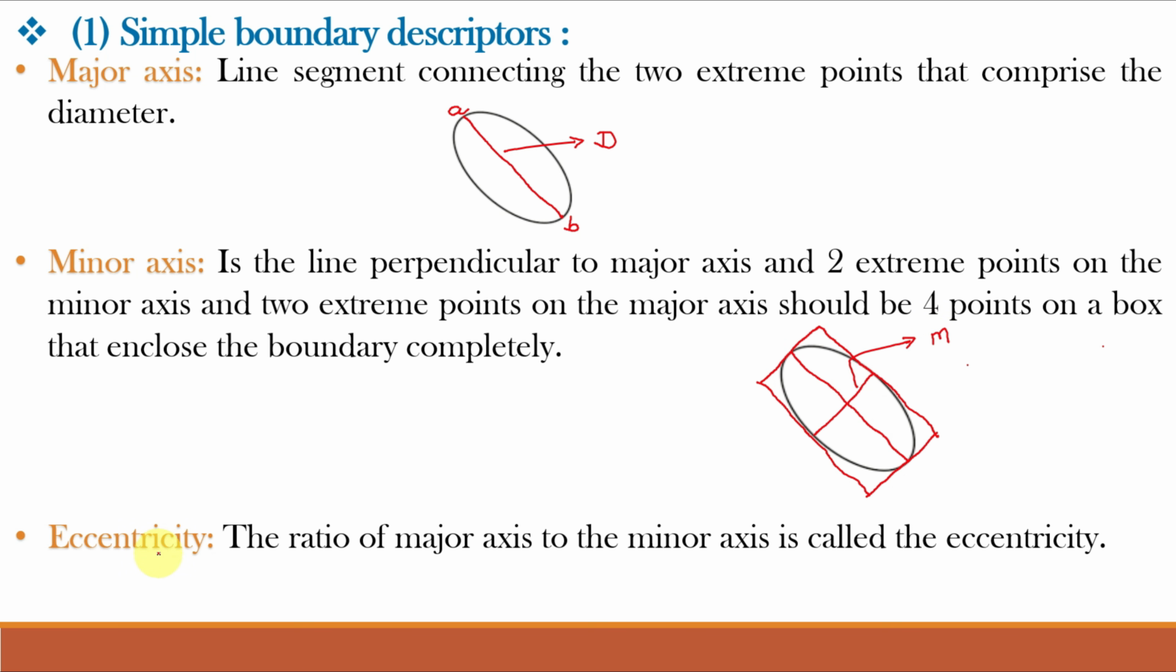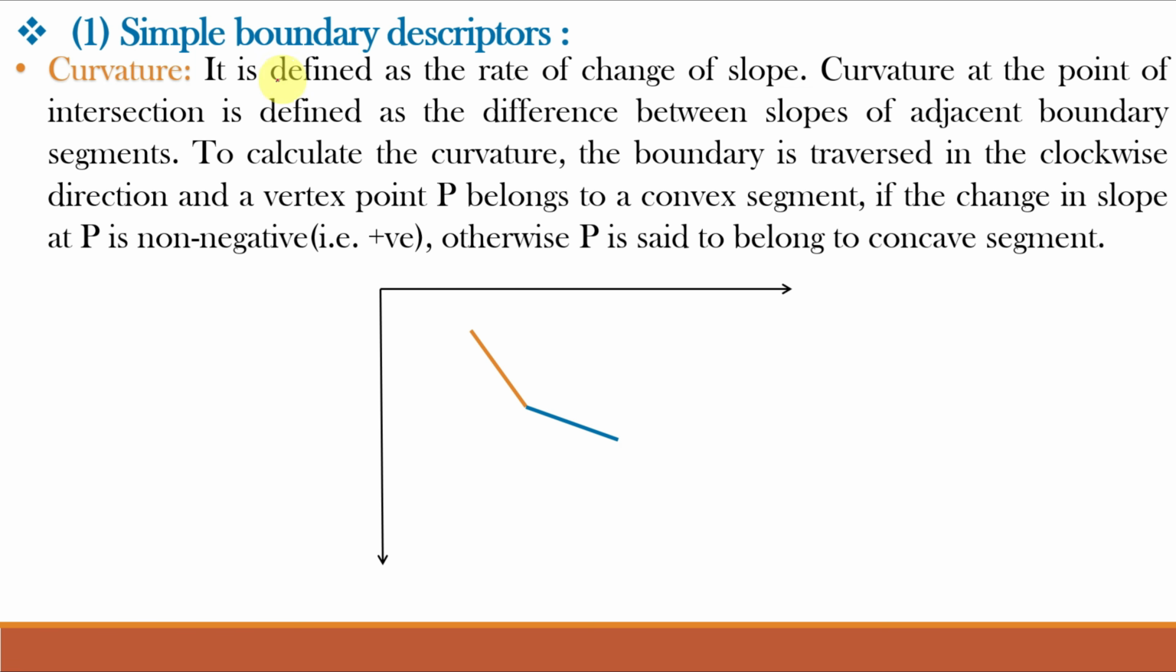Next is eccentricity. The ratio of major axis to the minor axis is called the eccentricity. So E is equal to major axis D upon minor axis M. Okay. Next is curvature. Curvature is defined as the rate of change of slope. Curvature at the point of intersection is defined as the difference between slopes of adjacent boundary segments.